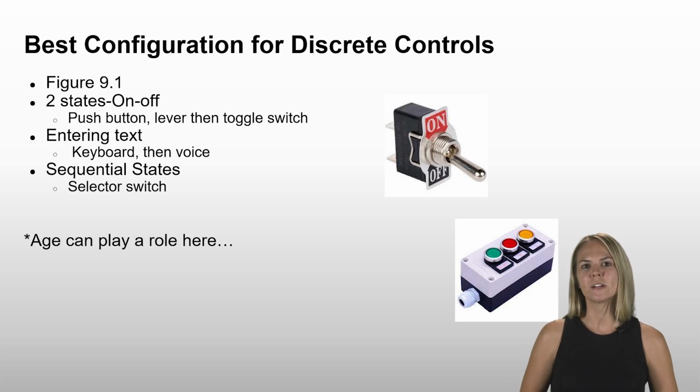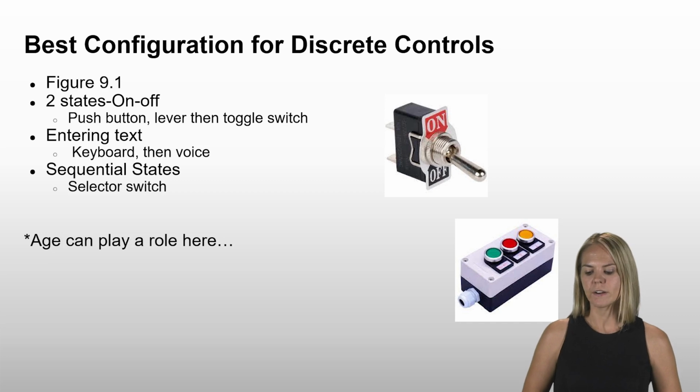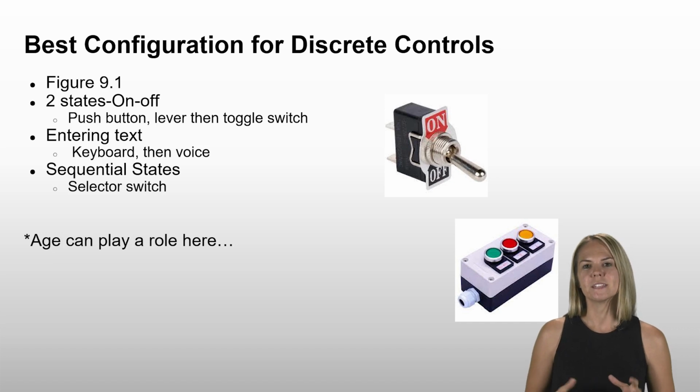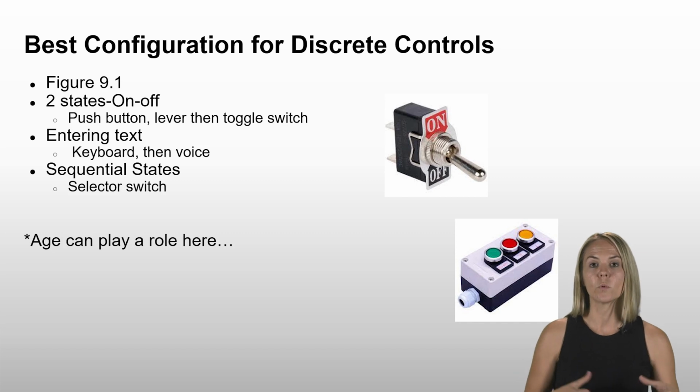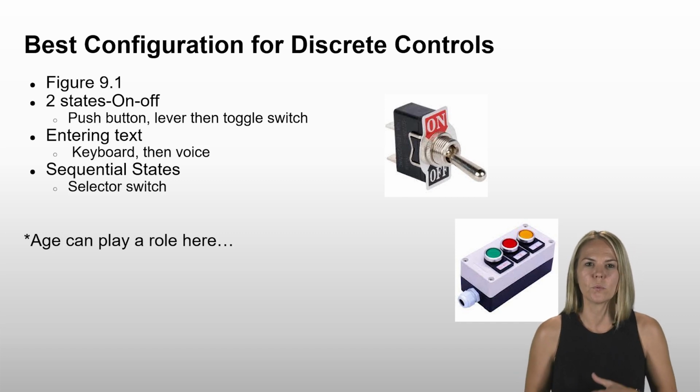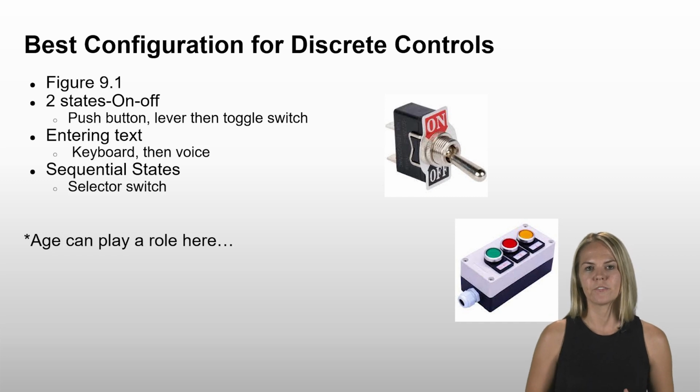And if you have sequential states where you're having to do something in a certain order, you have this device that looks like a selector switch. And so these are just kind of the main things that come from that figure. And again, depending on what you're designing for, there's already been research out there to suggest which one would be the best, kind of the preferred. So in the two states on off, the push button is the first best, then the lever, then the toggle switch.